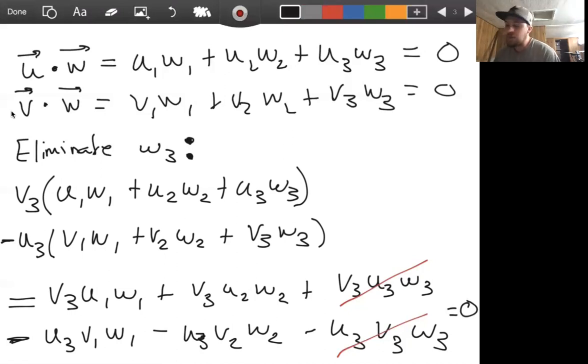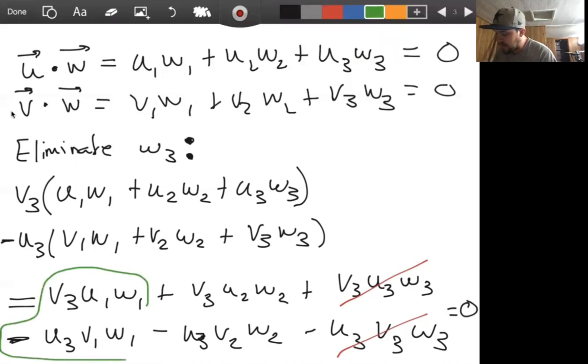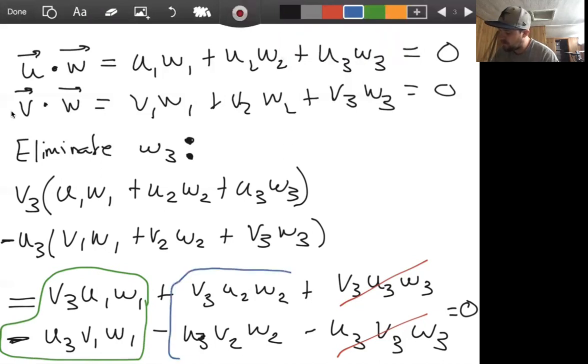And now we can regroup these slightly differently. We can regroup what's left by combining the terms. We can factor out a w1 of what I've enclosed in green, and we can factor out a w2 of what I've enclosed in blue. And that should include the negative there, right? So I don't want to forget that minus sign. And so let's do that and see what we get.